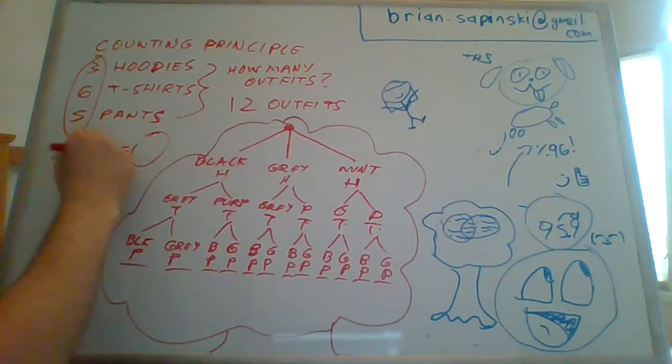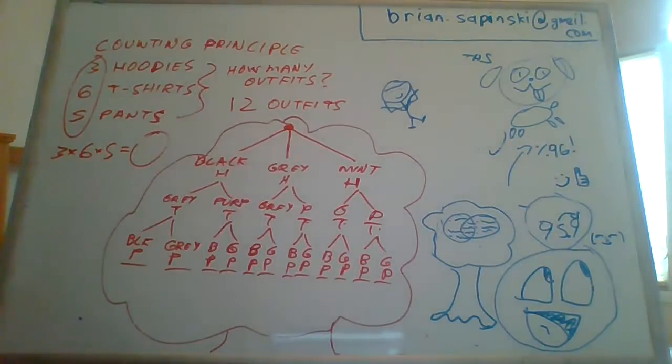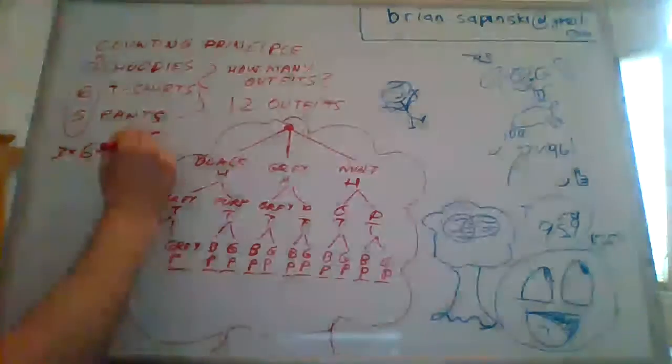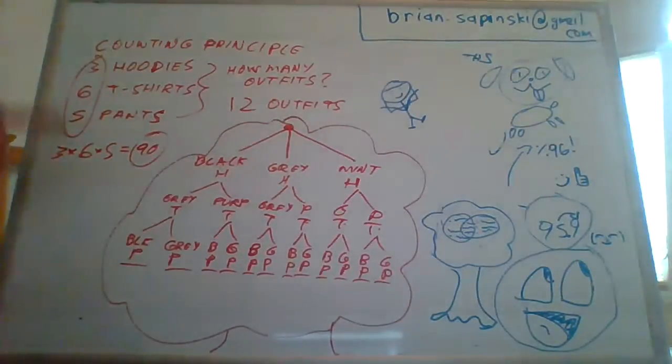So multiply those: 3 times 6 times 5. Brianna, help me out with that. Let's do 6 times 5. We can get that one fast. 30 times the 3 is 90. So then you would have 90 different outfits that you would be able to make.